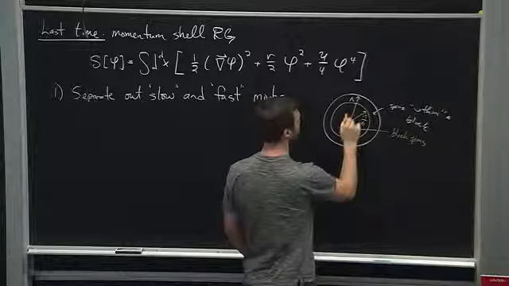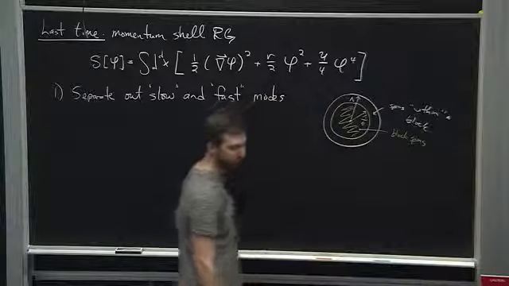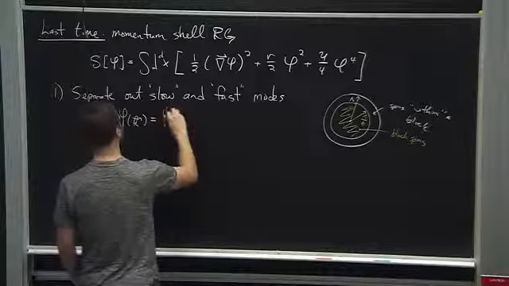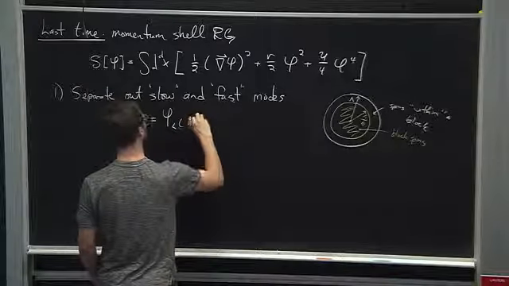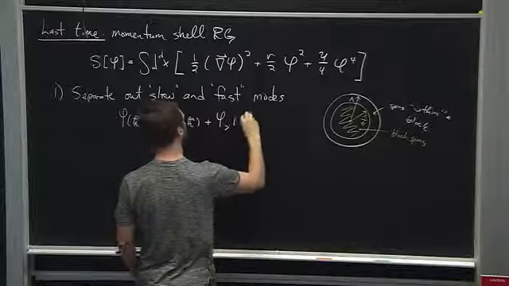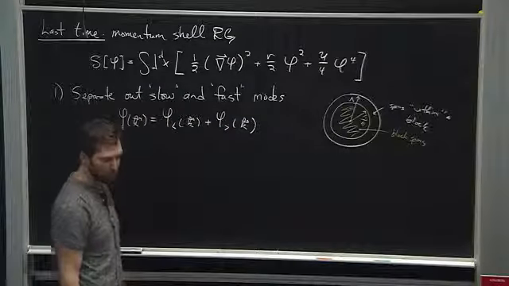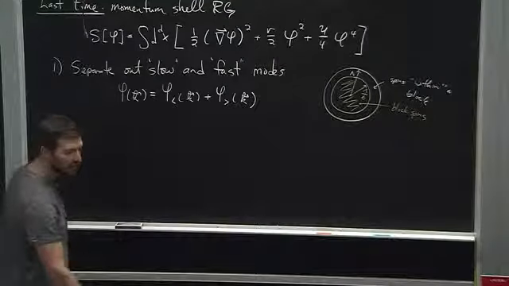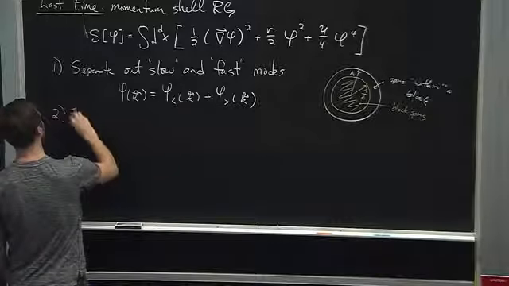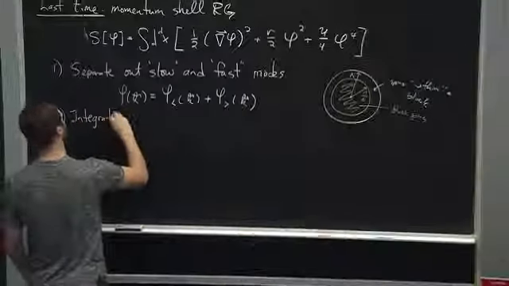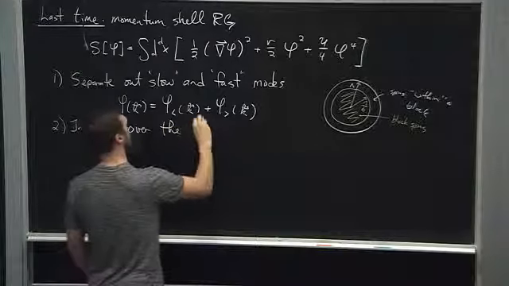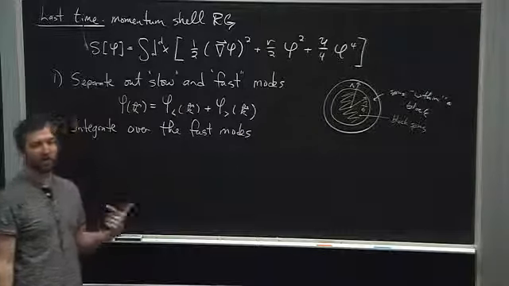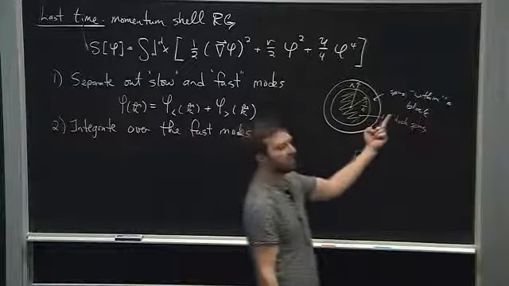Okay, and that's everything inside here. So we've written our fields in K space as just a sum over slow and fast. Okay, so that frames the problem in terms of momentum instead of real space. Then we're going to integrate at some point over the fast modes. That's equivalent to doing the trace over spins within a block in real space.